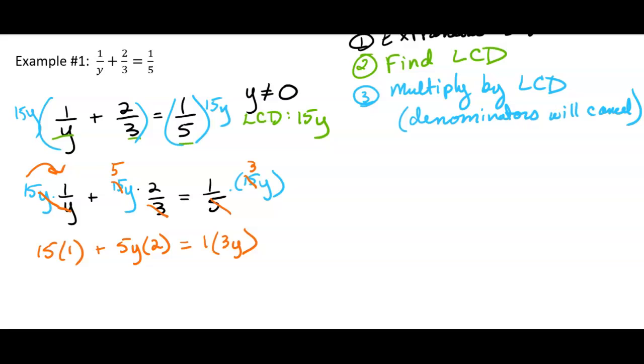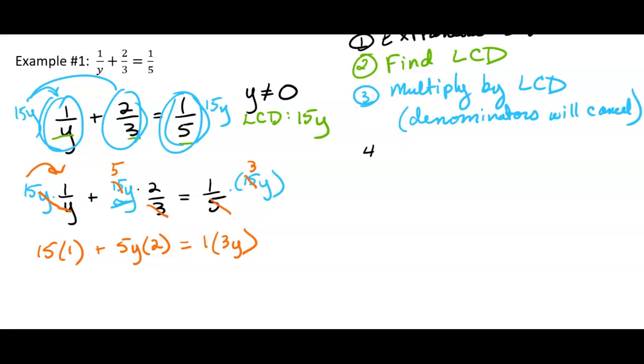Let me back up a step real quick. So where did that 15y come from? This one right here. That was a distributing thing. So if you missed that, you're multiplying each of those rational expressions by the LCD, which is 15y. So you're multiplying y over 1 times that. Then you got to multiply the 2/3. Then you got to multiply by the 1/5 that's on the other side of the equal sign. Okay. So hopefully that makes sense.